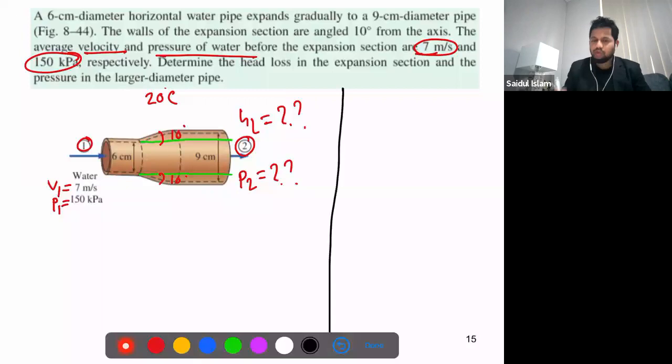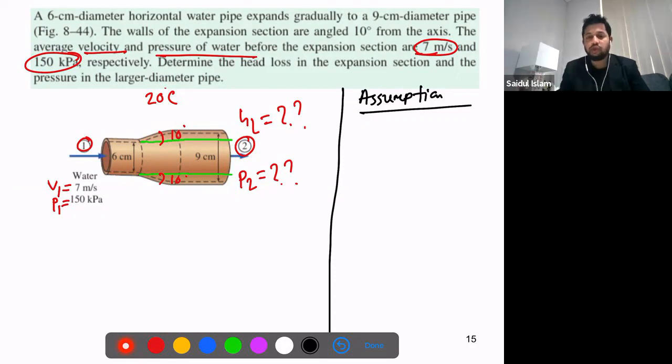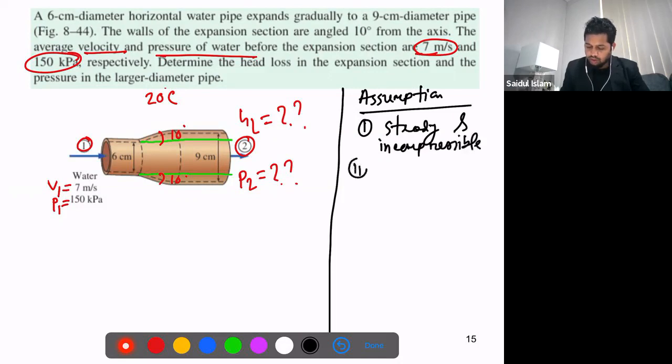Now, before going to solve this question, we'll use some assumptions so that we can solve this problem. We'll consider this a fully developed turbulent flow. We don't know, but in engineering problems it is basically turbulent. So let's say this is a steady, incompressible flow, and a fully developed turbulent flow.